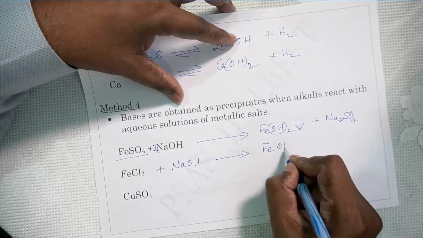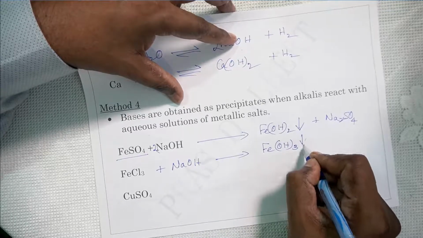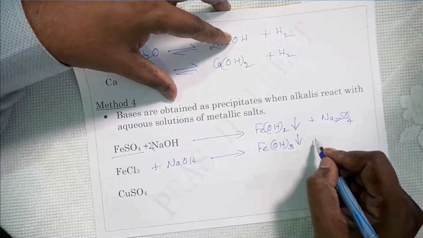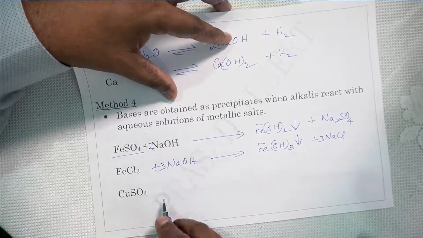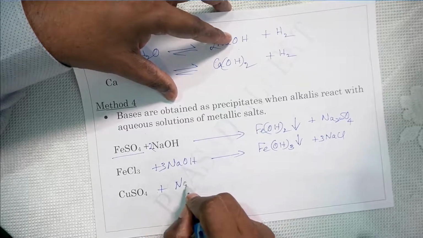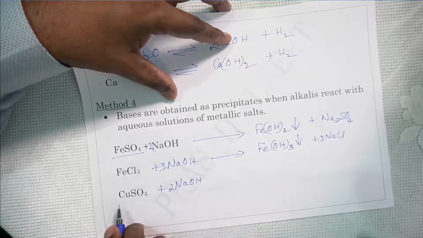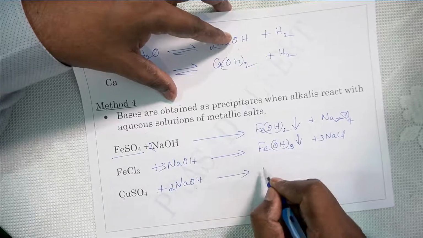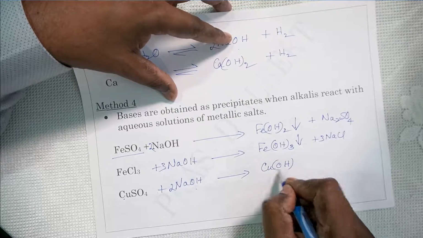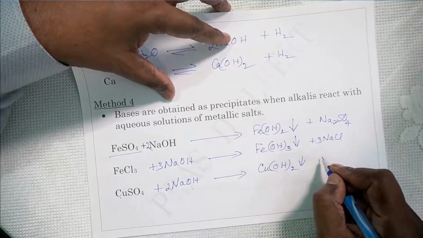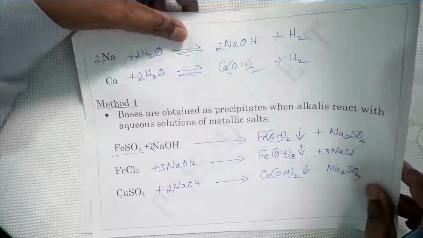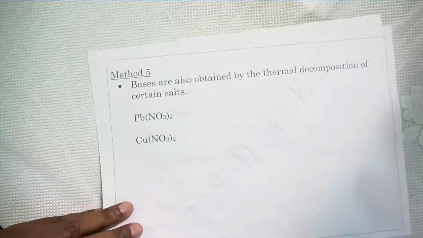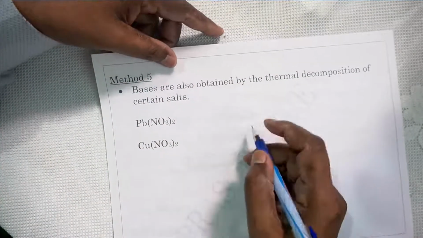So Fe(OH)3. This is ferric chloride. So trivalent. So you get a brown precipitate here, and NaCl, 3 molecules of NaCl. So you have to take 3 NaOH. Now here CuSO4 plus NaOH. Now 2 NaOH is required. Copper divalent, 2 hydroxyl groups required. So Cu(OH)2 is a whitish blue precipitate. You get Na2SO4.